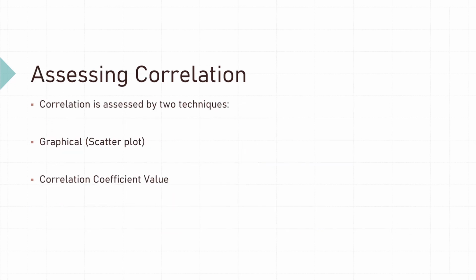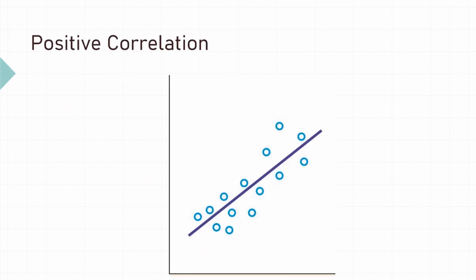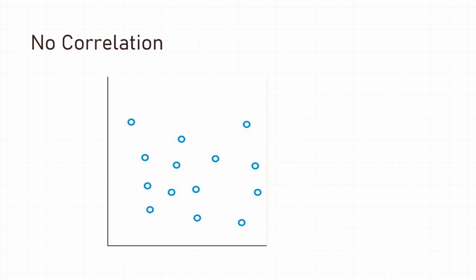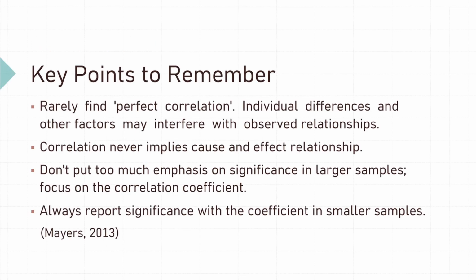We assess correlation by two techniques. First is the graphical method and other is the correlation coefficient value. In a graph, we get a scatter plot and see the direction of the relationship. This is one example of positive correlation, a scatter diagram. This is an example of negative correlation, and this is an example of no correlation, where data points are scattered and you cannot see any particular pattern.